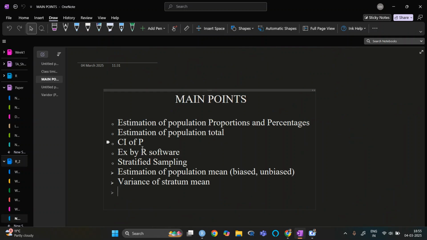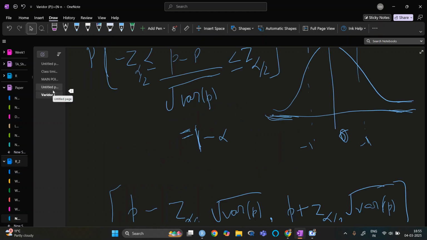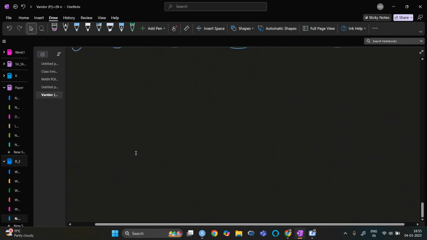So we have seen these examples. The next thing is stratified sampling. Okay, so stratified sampling. Excuse me, ma'am.